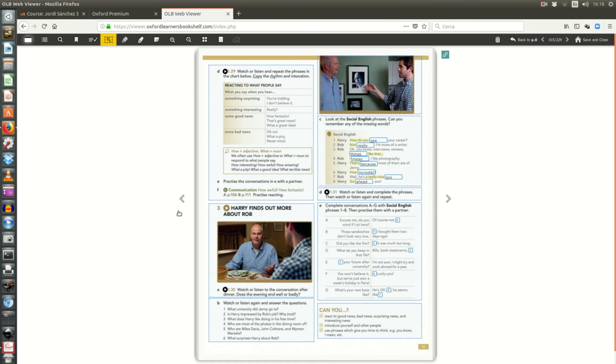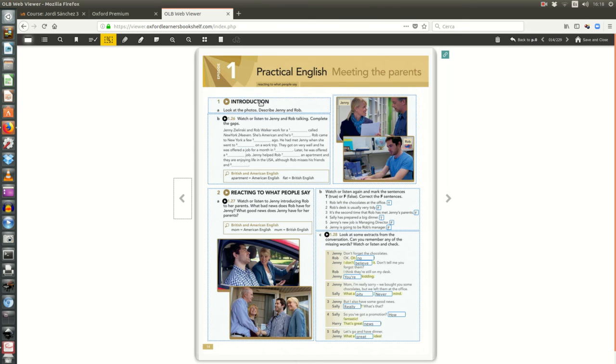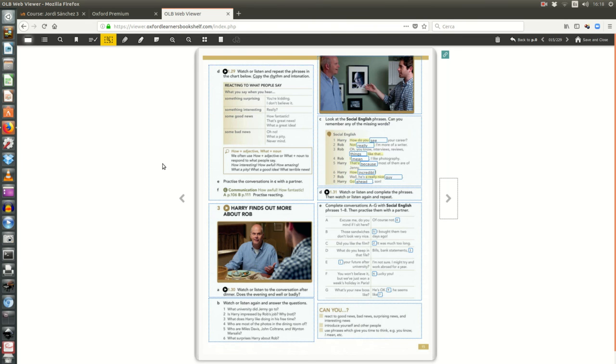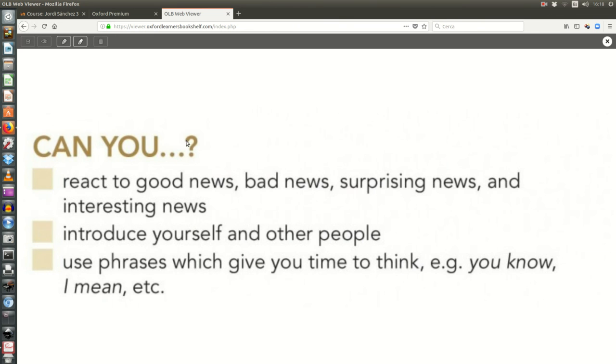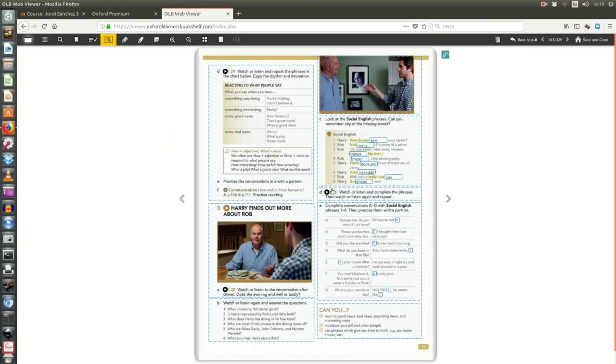Perfect. So we finished, we've got to the end of the unit, of this practical English unit. We've learned some things. So do you think you can react to good news, bad news, surprising news, and interesting news? I think so. If you use the language we've seen, I think the answer here would be yes. Can you introduce yourself and other people? Can you use phrases which give you time to think? For example, you know, I mean, alright. So all of this comes very handy when speaking and when we are reacting to what other people say.